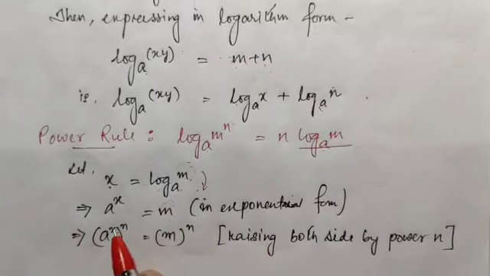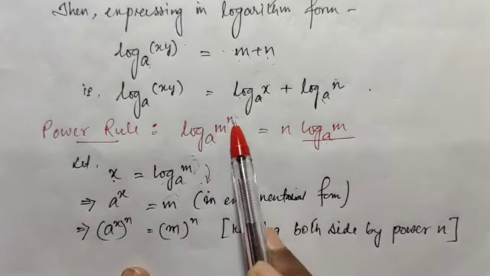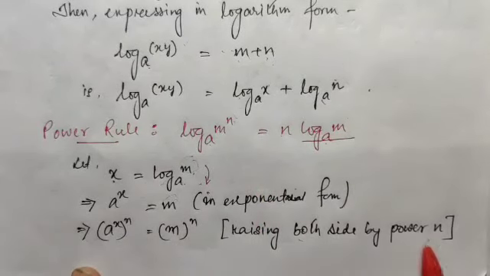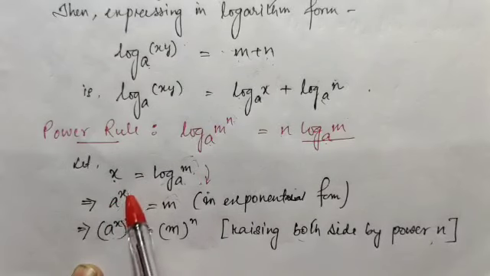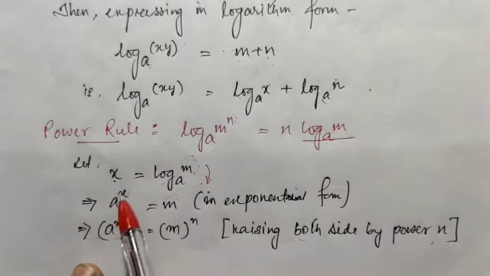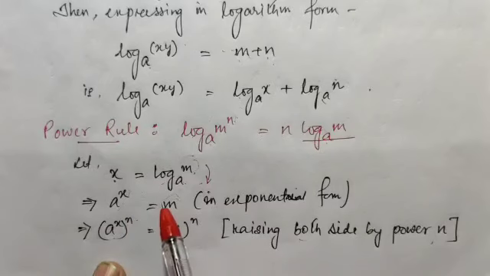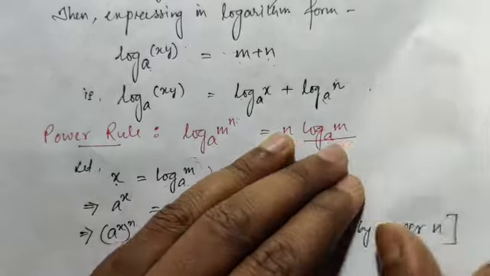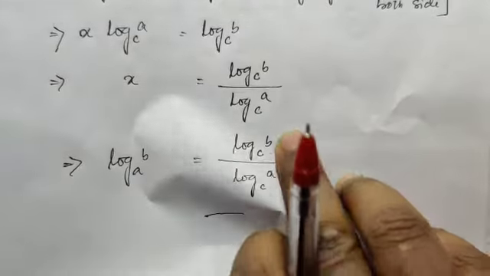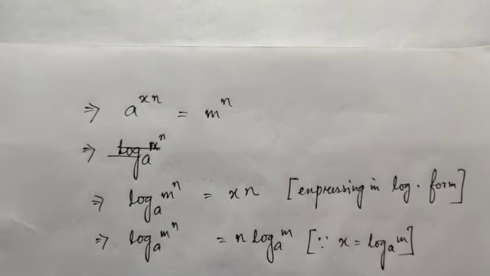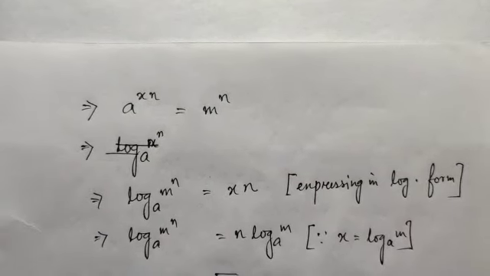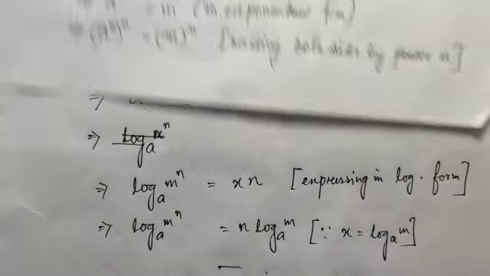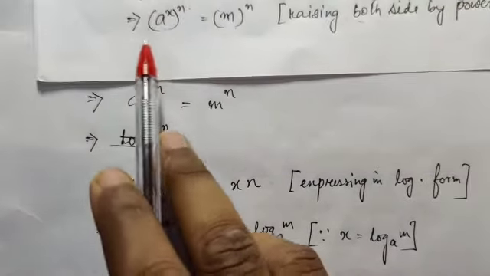Okay, now next step. Since we need the power n on m, let us raise both sides to the power n. If you raise this to the power n, it will become a to the power x, whole to the power n, and here m to the power n. So finally we'll get a to the power xn. So where did we stop last? We have stopped here. Okay, see.